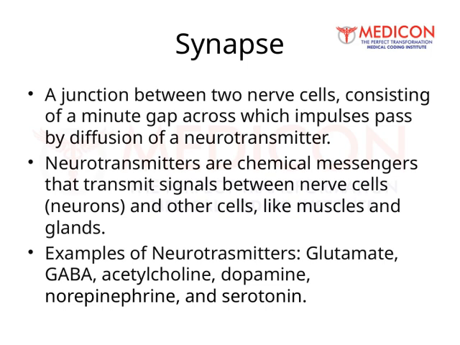This is where neurotransmitters come into play. Neurotransmitters are chemical messengers that carry signals across this gap. They're crucial for communication not just between neurons, but also between neurons and other cells like muscles and glands. Some of the key neurotransmitters you might have heard of include glutamate, GABA, acetylcholine, dopamine, norepinephrine, and serotonin. Each of these plays a vital role in different functions, from mood regulation to muscle activation.